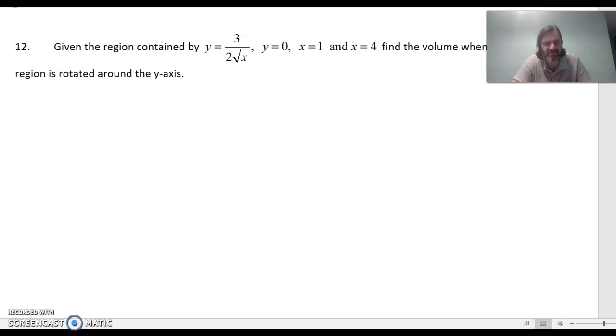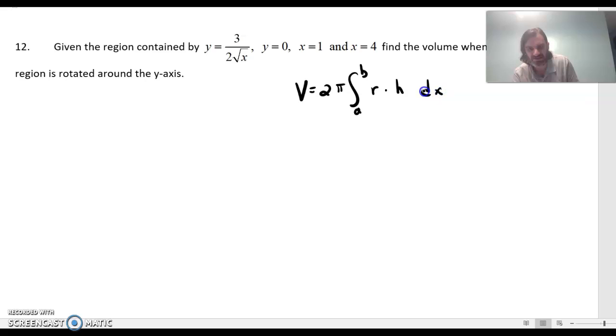Alright, trying to find the volume using the shell method here. It says given the region contained by y equals 3 over 2 times the square root of x, y equals 0, x equals 1, x equals 4. Find the volume when it's rotated around the y-axis. So, y-axis means our volume formula will be 2 pi from a to b of the radius times the height dx when we go around the y-axis.